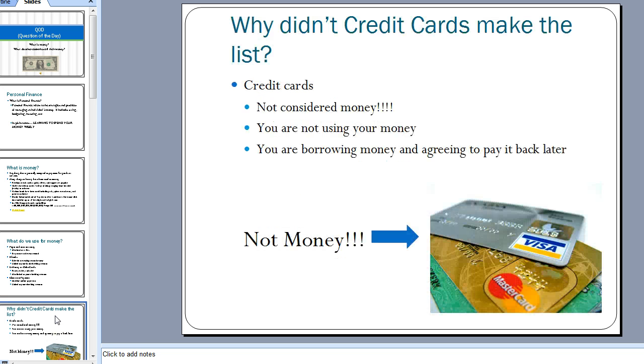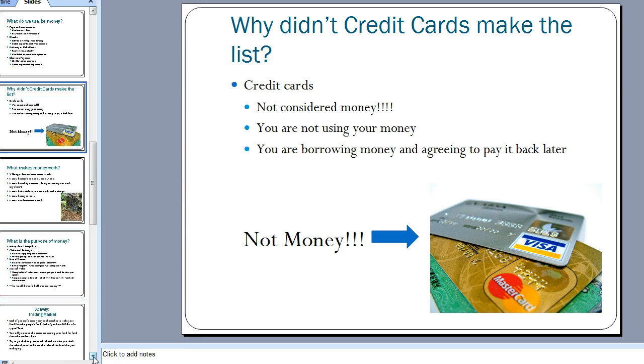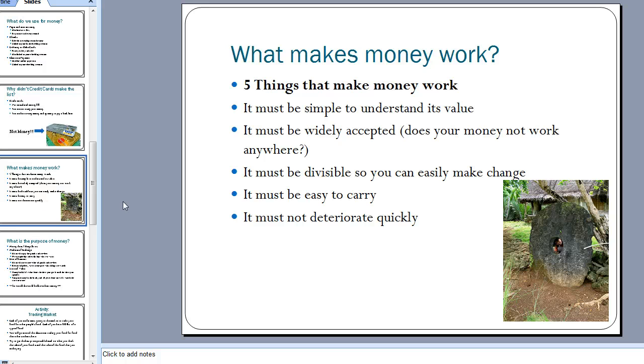Also, of course, know credit cards aren't money. Okay? At least not in my class. I don't count them as money. Know why credit cards aren't money. So take the time to put that in there as well. Now we get down to some of the stuff that kids find a little bit harder. There are 5 characteristics that money must possess in order for it to function properly. You should probably want to know those.